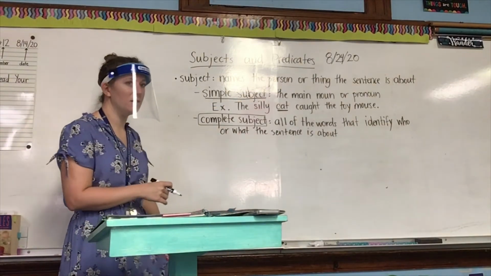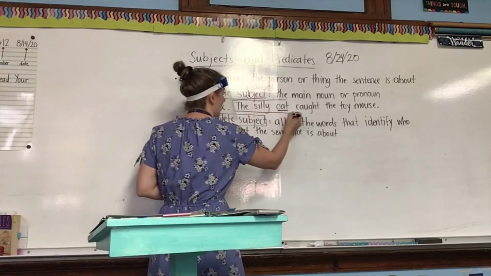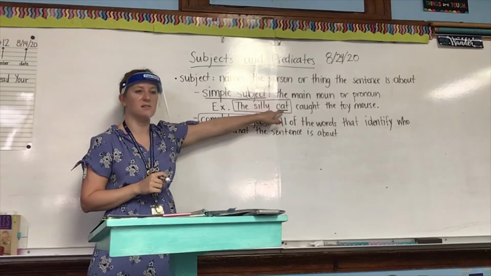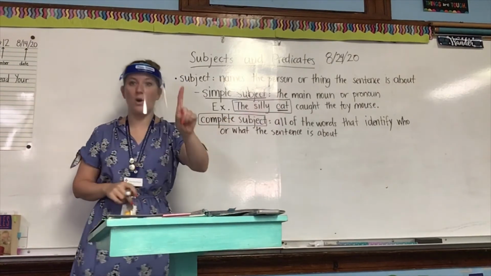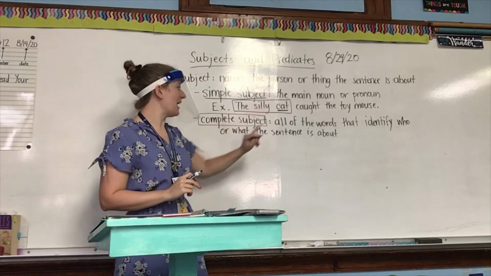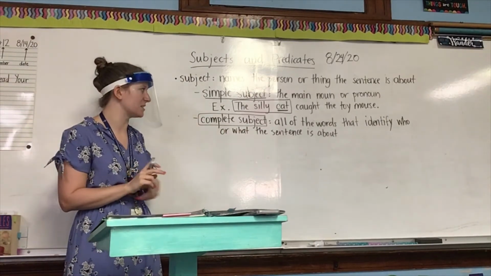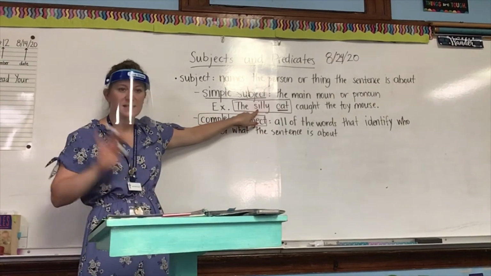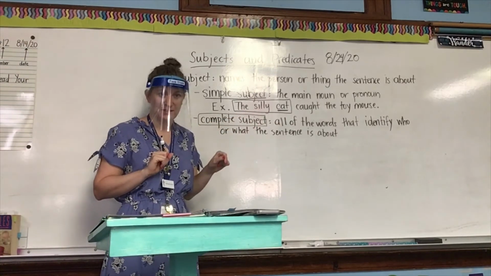Cullen, can you help her out? The silly cat. The silly cat is the complete subject. So put a box around the silly cat. Make sure you can still see your underline under the word cat. Cat is the main noun or pronoun, the one word that tells exactly who this sentence is about. The silly cat is the complete subject because it is all of the words that identify who or what the sentence is about. So it's not the sleepy cat that caught the toy mouse. The sleepy cat's over in the corner sleeping. It's the silly cat that caught the toy mouse.